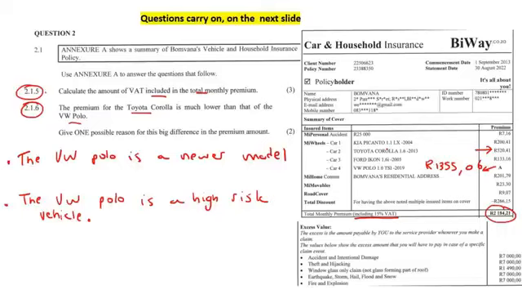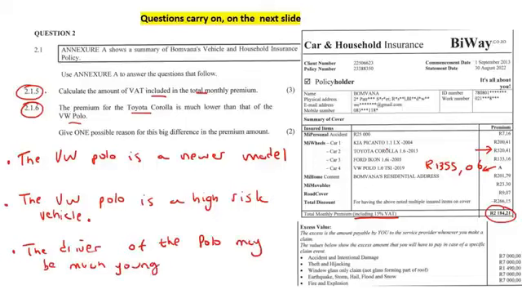So that's another reason, that the driver of the Polo may be much younger than the driver in the Toyota. Okay, so it could be a whole bunch of different reasons.